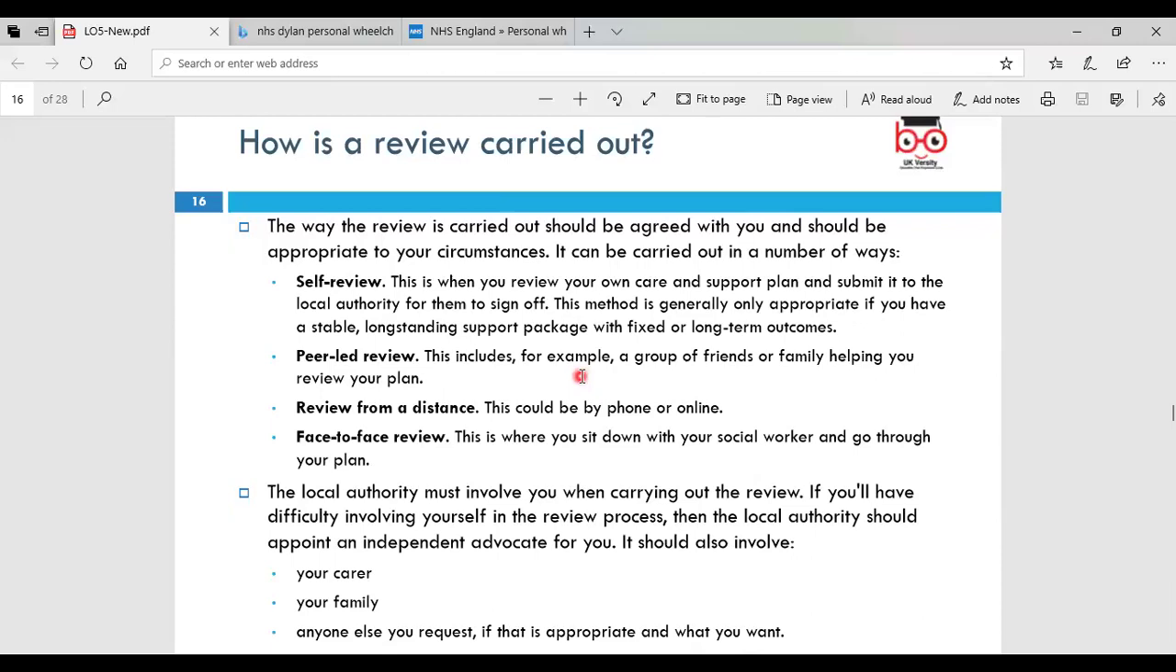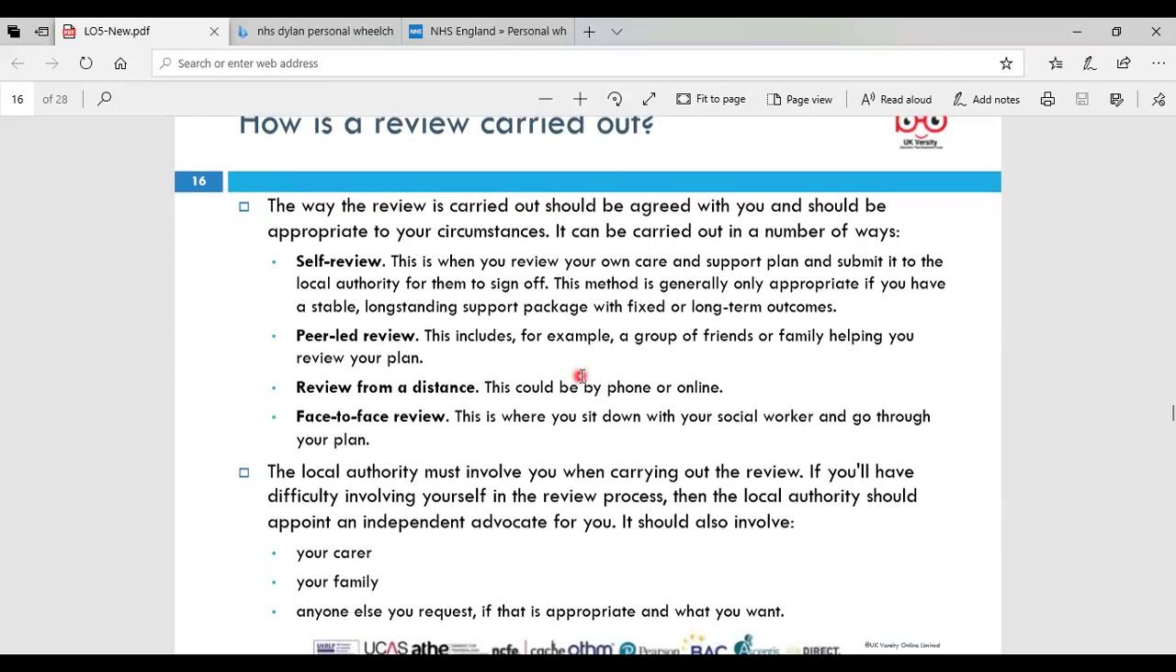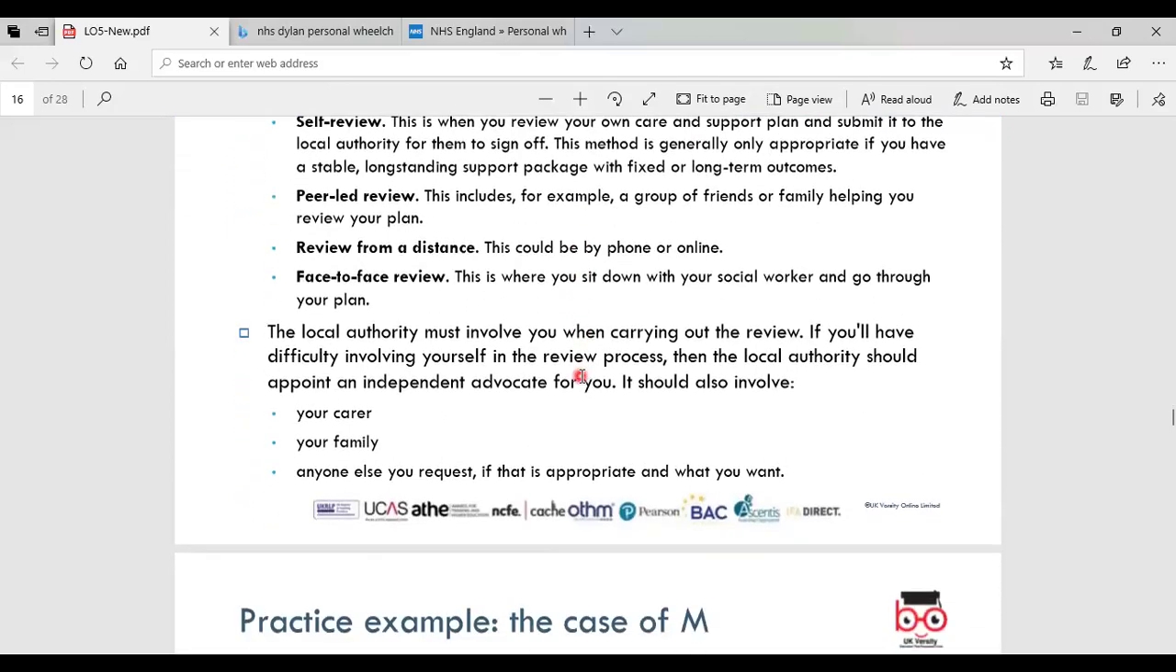The local authority must involve the person in carrying out the review. They should also involve the carers that are involved, their families if they wish, and anyone else that they request. They might have their partners, or anyone else that they would want. And if they have any difficulty involving themselves in the review process, then these other alternatives can be used.